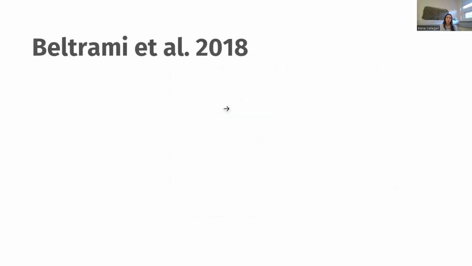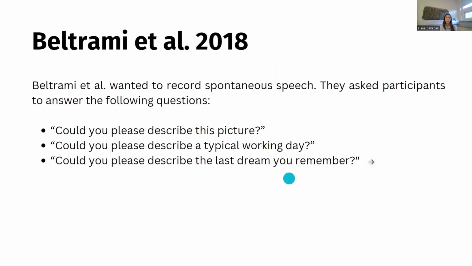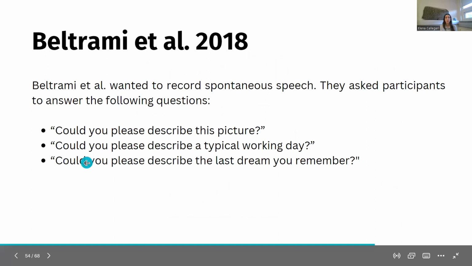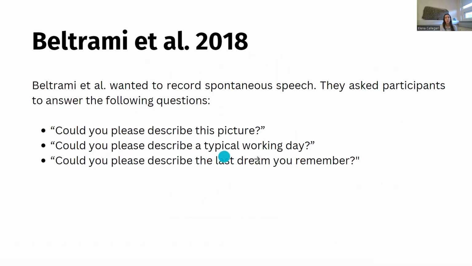So Beltrami et al. also included these additional questions. The second one is particularly interesting. Could you please describe a typical working day? Because this is clearly added to the experimental protocol to activate episodic memory, because if you need to describe a typical working day, you need to remember what your typical working day looks like, which engages episodic memory, which we know to be impaired in older individuals, but especially in individuals with Alzheimer's disease. So this is a very potentially revealing kind of linguistic task.